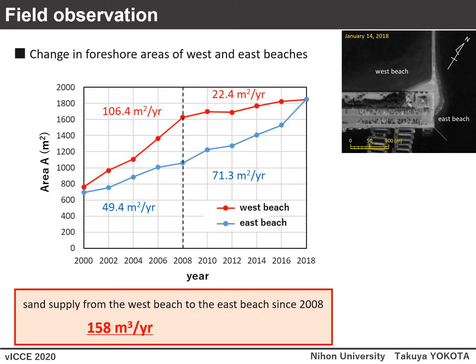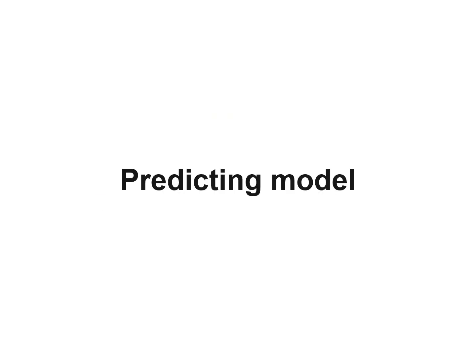So from this result, sand supply from the West Beach to the East Beach since 2008 is 158 cubic meters per year. Next, I'll explain the predicting model.